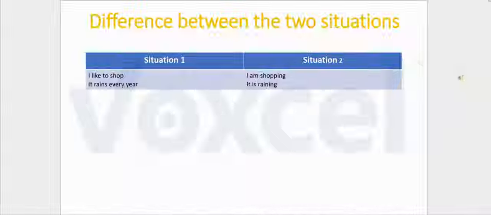So that's the difference between these two situations. You have to be very careful because students usually get confused between the continuous and the habits. If you want to talk about preferences, your likes, dislikes, or something that occurs, let's say your birthday, that comes once every year. If you celebrate every year, you will say I celebrate my birthday every year.